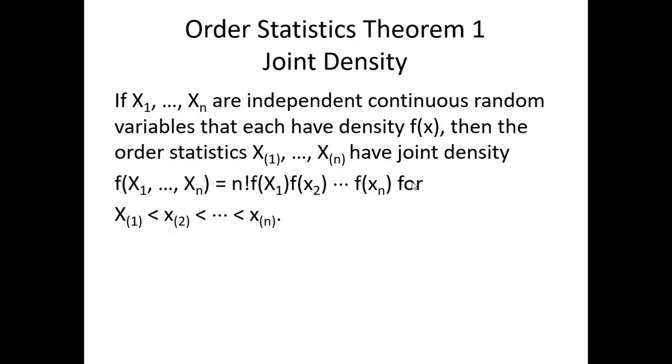So for the first one, suppose x1, x2, and so on up to xn are independent, continuous random variables, all having the same density f of x. Then the order statistics have a joint density. So this is a function of x1 through xn given by n factorial times f of x1 times f of x2 and so on. And this is where we get the order statistics.